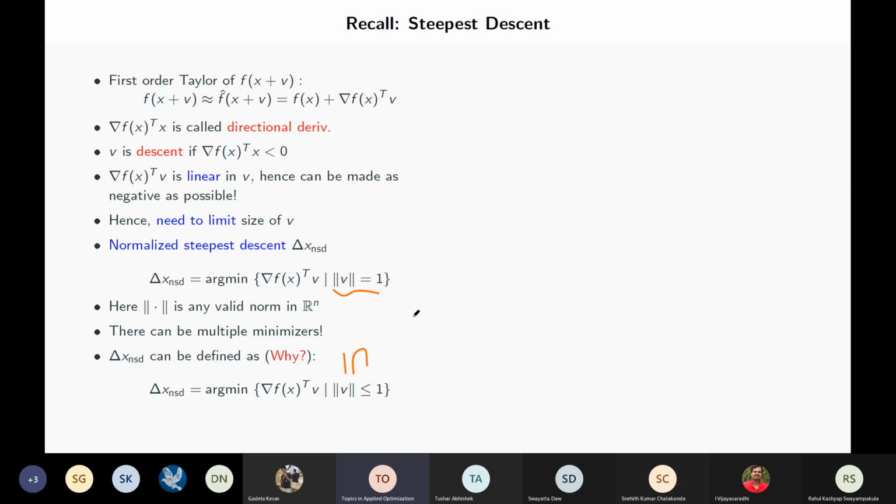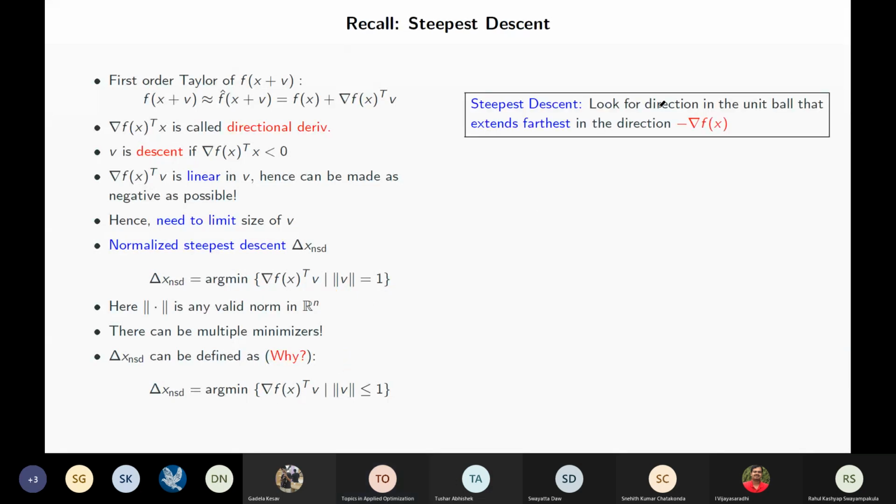So if it happens that there is a smaller value of v for which I get a descent, why not even take that? Okay, so the steepest descent direction is about looking in the direction of the unit ball that extends farthest in the direction of minus grad f(x). Geometrically, this means that I have to look into the direction that extends farthest in the direction of minus grad f(x).